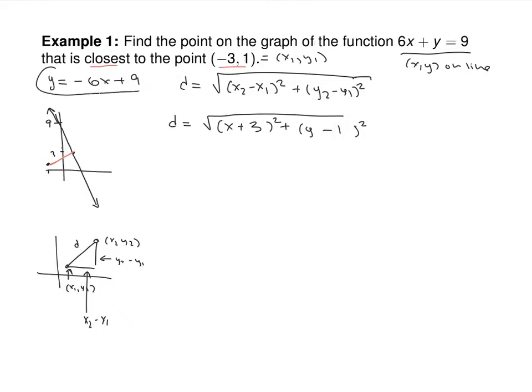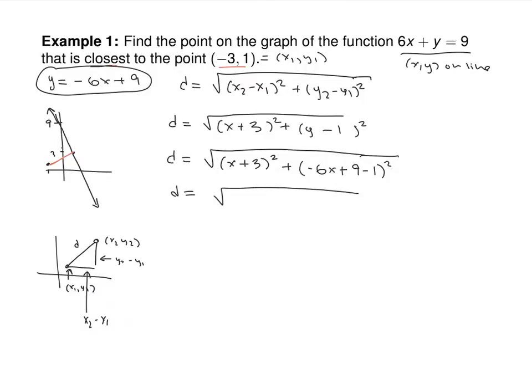You can use this, right? Use the fact that y is negative 6x plus 9. So plug that in. And then this formula will tell you the distance from that point, negative 3, 1, to the line, no matter what your x is. Or it's root x plus 3 squared plus, what's that, negative 6x plus 8 squared, right?